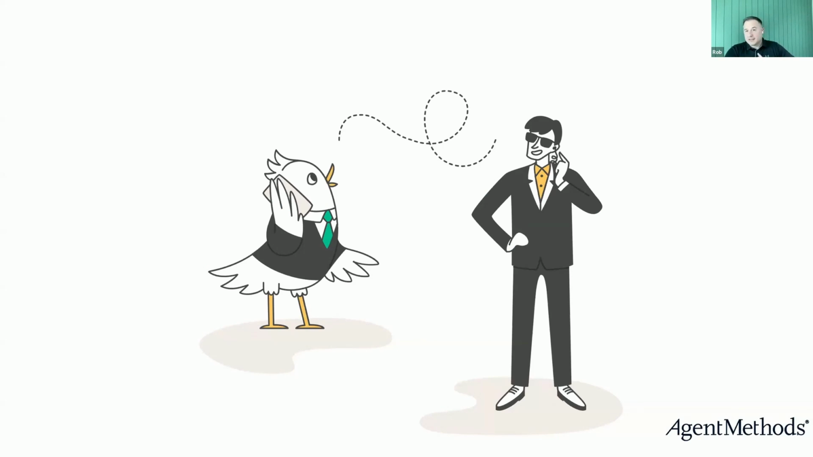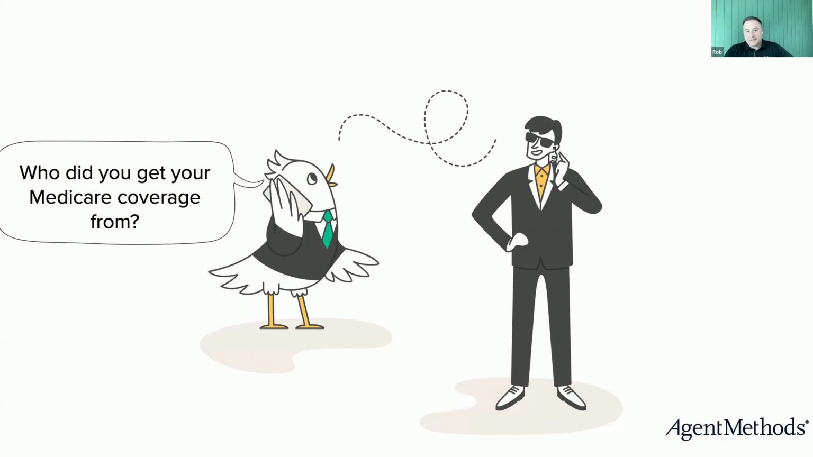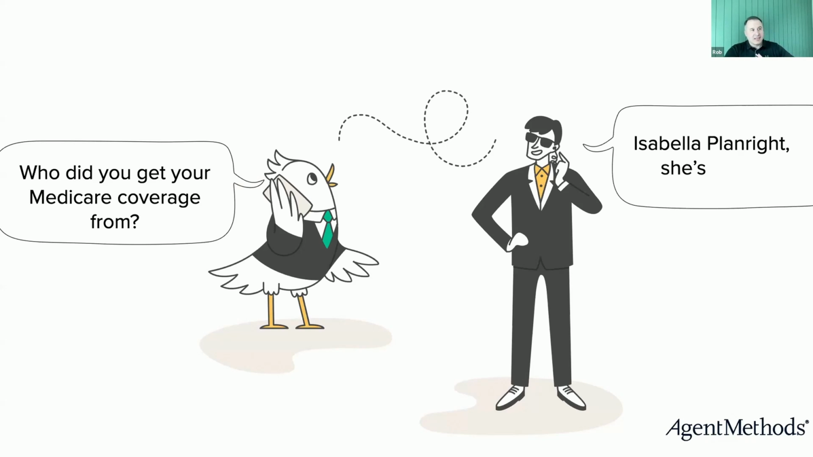So here we have Cluck. He just turned 65. I know he looks great, right? And he's talking to John here, who turned 65 last year. And he asks, hey, who did you get your Medicare coverage from? And John's like, hey, you know what? I talked to Isabella Planwright. She's great. She took care of me. She answered all my questions and got me set up on the right policy. And then Cluck says thank you, hangs up. And let's be honest, most of this conversation probably takes place over text, not over a phone call. But no matter what, Cluck is going to do the next step that we see clients do time and time again.